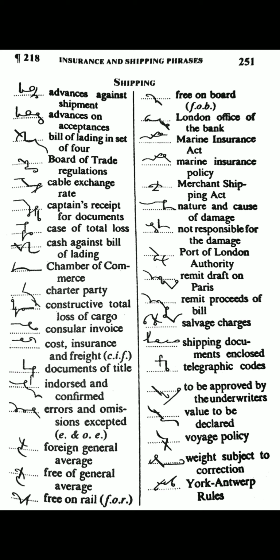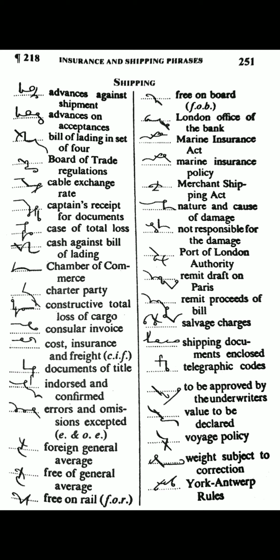Nature and cause of damage. N doubled is used for nature. K with a circle is used for cause. D with M on the line finish whole outline for damage. Not responsible for the damage. N halved for T. S circle P with NS circle for responsible, and disjoint D with M above the line is used here for damage.